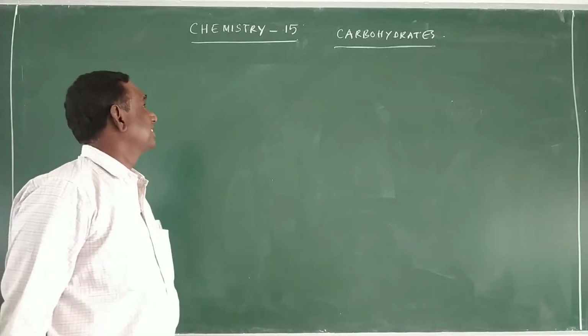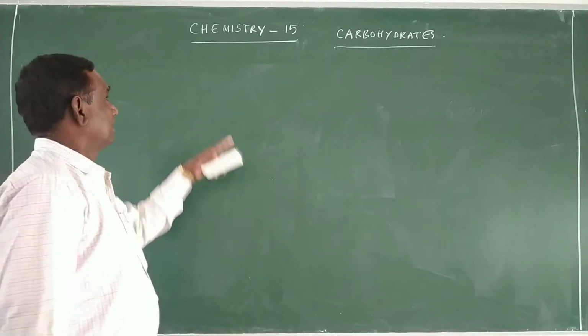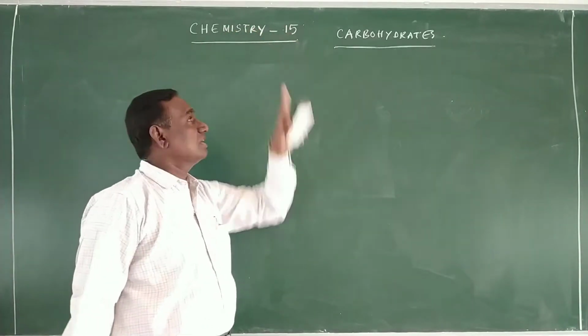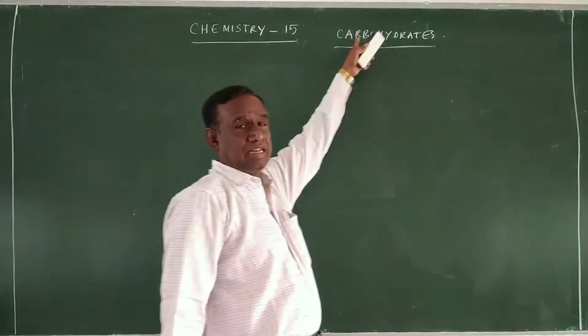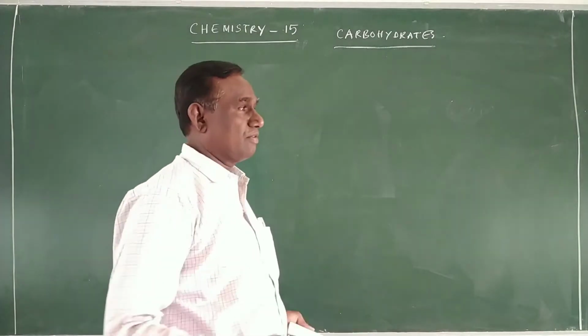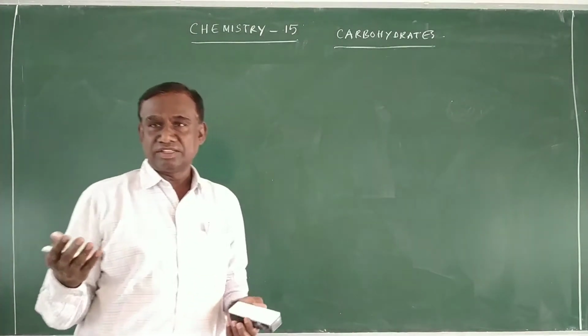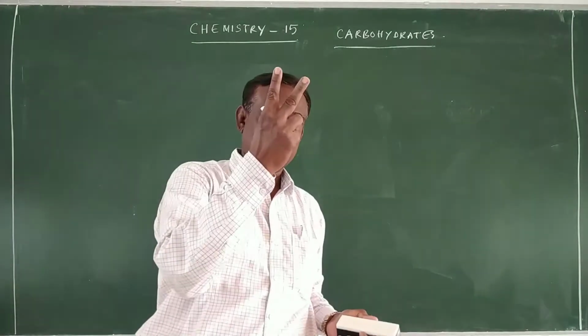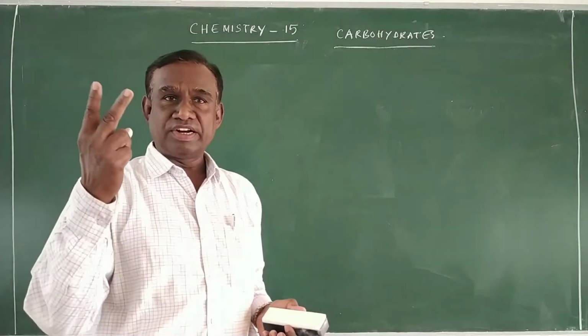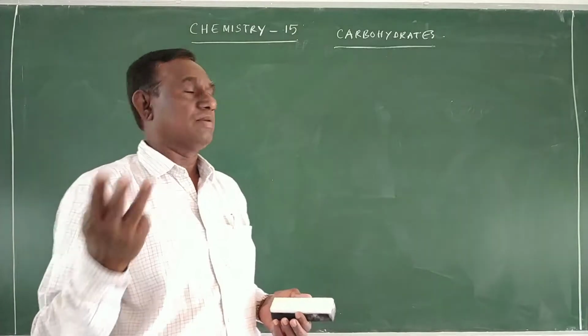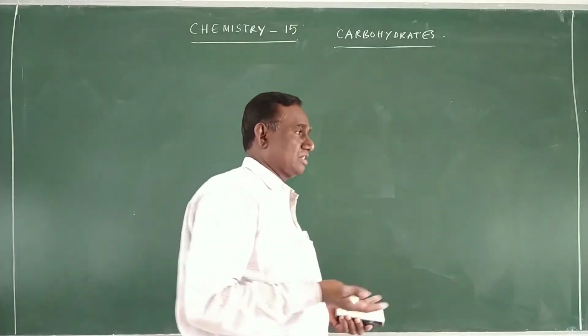See students, today I am going to take chemistry class number 15. The headline is carbohydrates. Yesterday we came across the disaccharides. What are disaccharides? Disaccharides are nothing but the carbohydrates which contain how many monosaccharides? 2 monosaccharides. If it contains 3, trisaccharides. Yesterday I gave the definition for disaccharides.